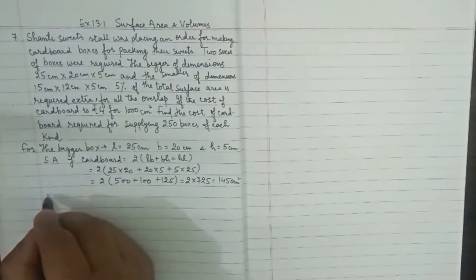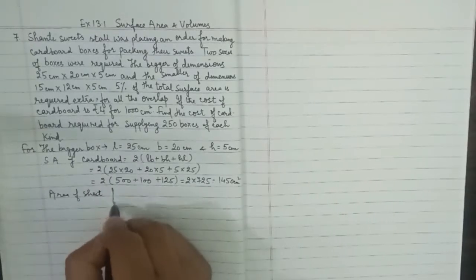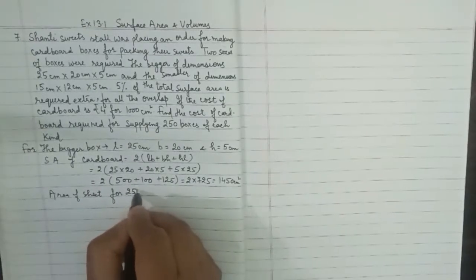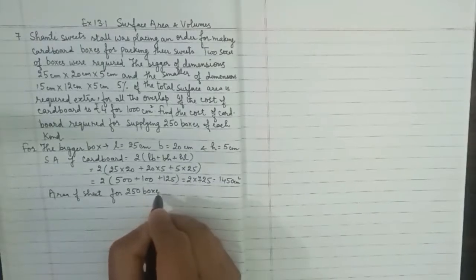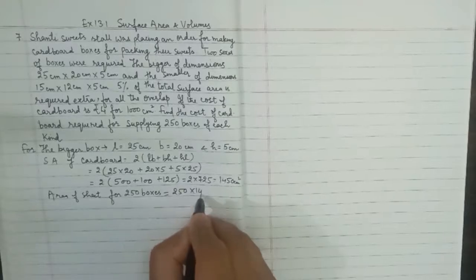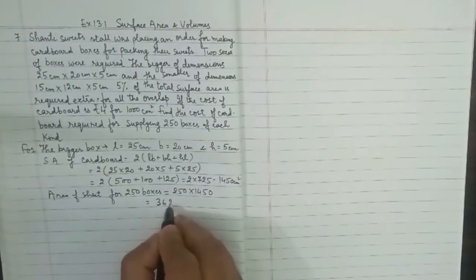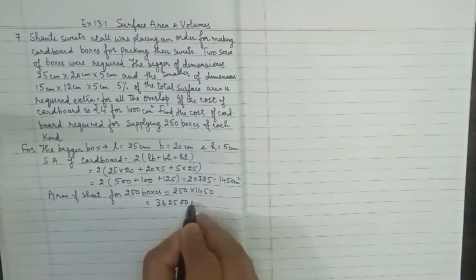Now, area of sheet. This is for one box. Area of sheet for 250 boxes will be equal to 250 into 1450, which is equal to 362,500 centimeter square.